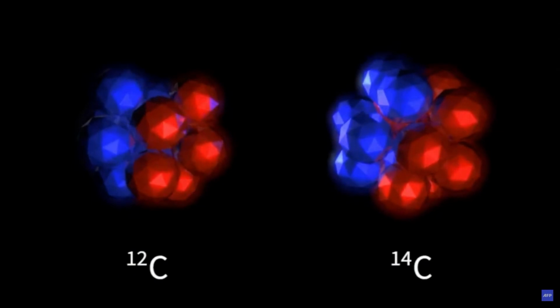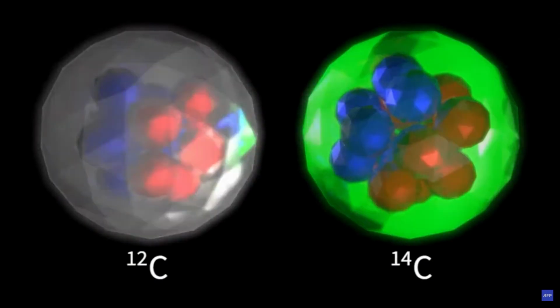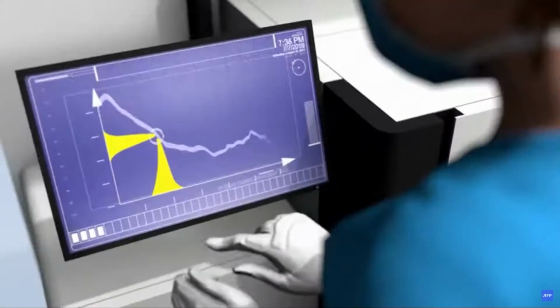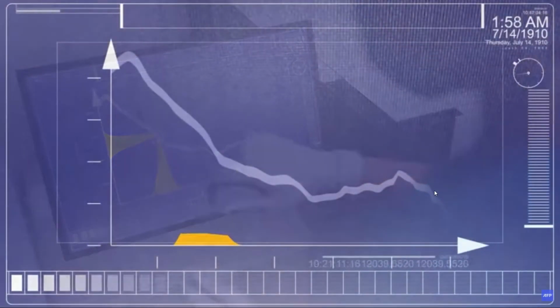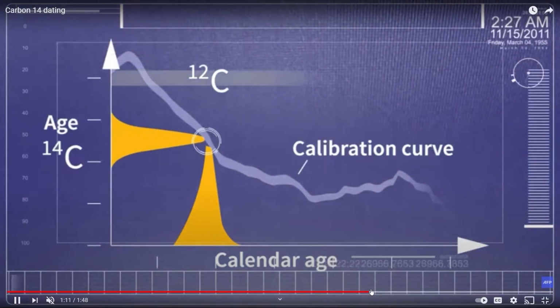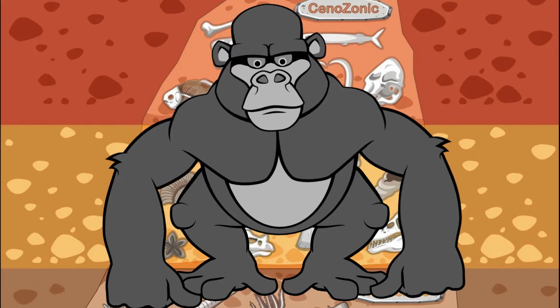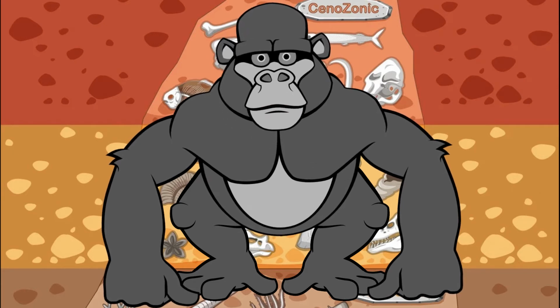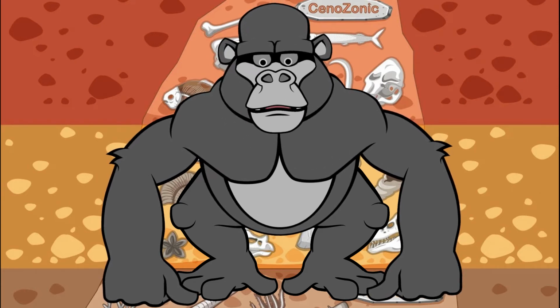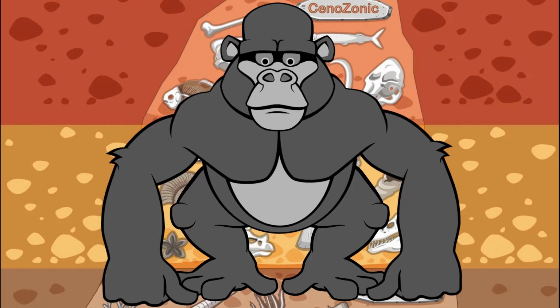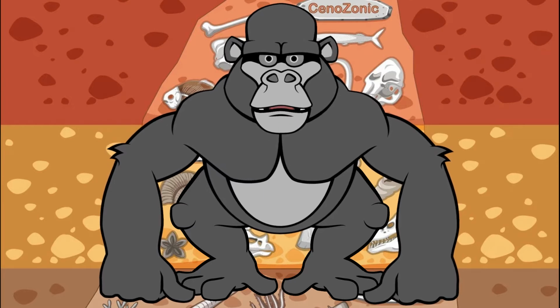There are different types of carbon atoms, but living organisms use only one of these types. Scientists detected high levels of this type of carbon in an ancient rock compared to other types of carbon. They concluded that there was life on Earth at the time this ancient rock formed 3.8 billion years ago. Fossilized cells were not found in this rock, only chemical evidence of life. This is an example of inference, using evidence to draw conclusions when direct observation of a process or event is not possible. These rocks contain the earliest known evidence of life on Earth.